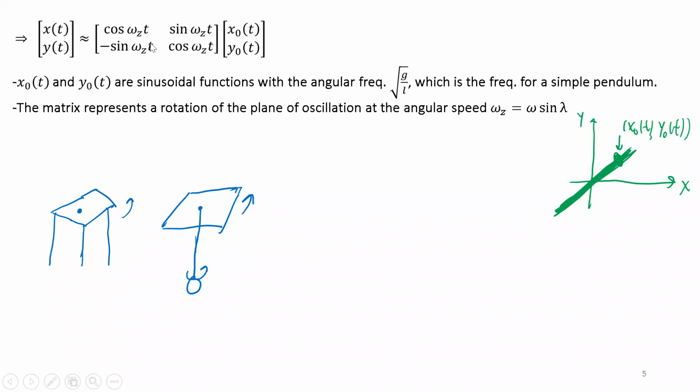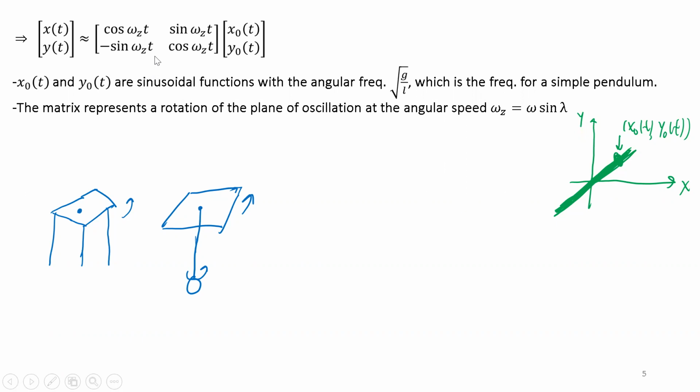So now, with this rotation matrix, what happened is that this plane will be rotating, and that's exactly what we expect: oscillation while the plane is rotating.